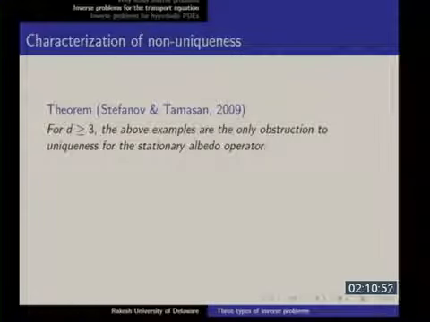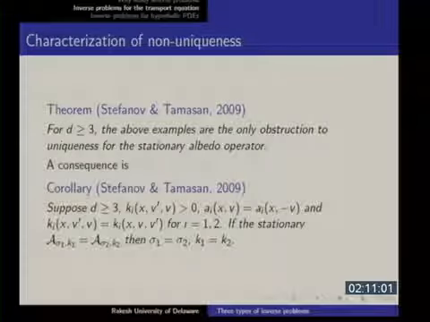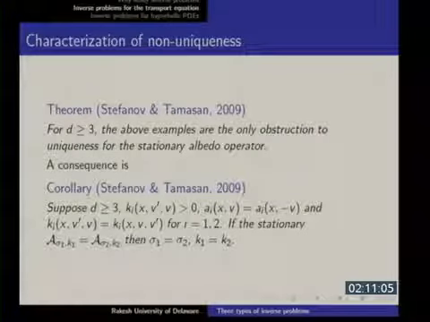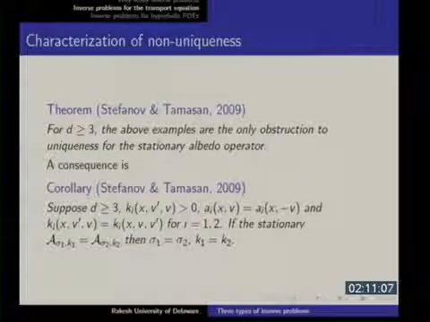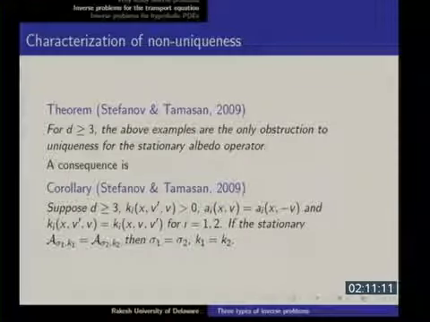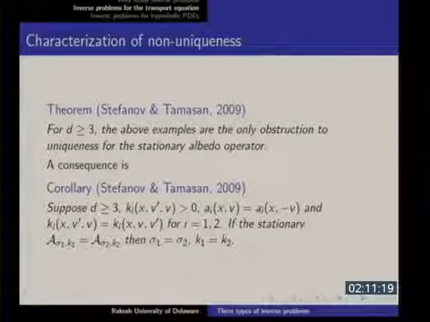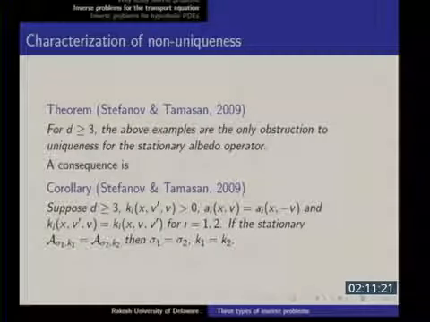Knowing that actually helps you prove some theorems, and this is the corollary. It says in d greater than or equal to 3, suppose you have two absorptions and two scatterings which are positive, and your absorption is symmetric as far as the velocity direction is concerned, both of them.